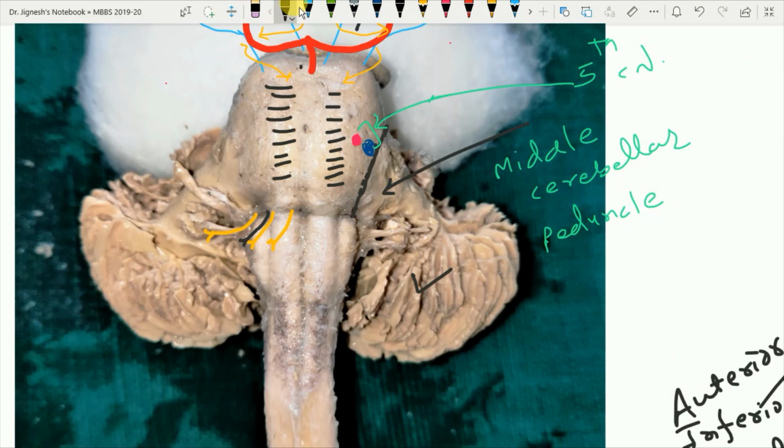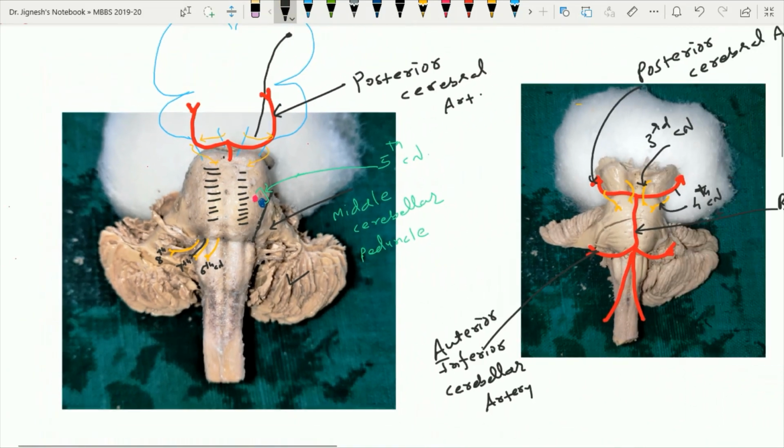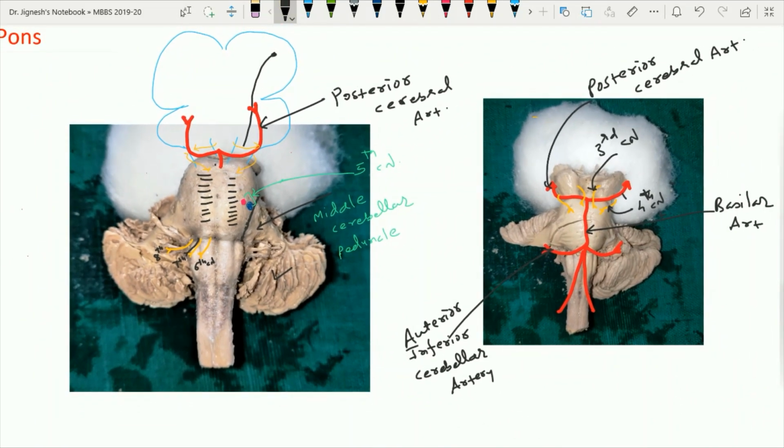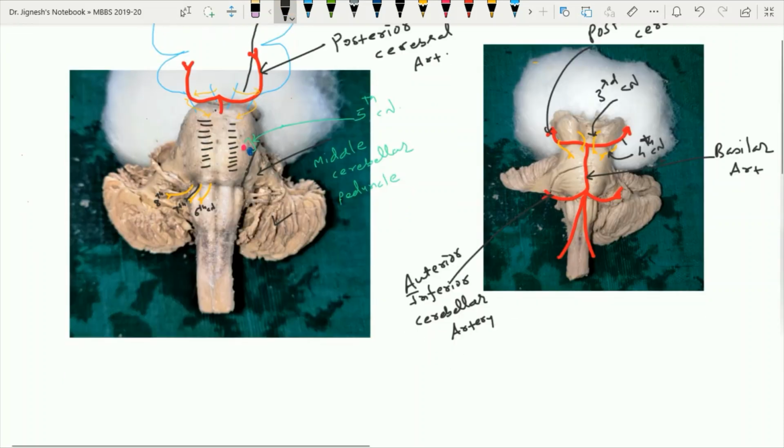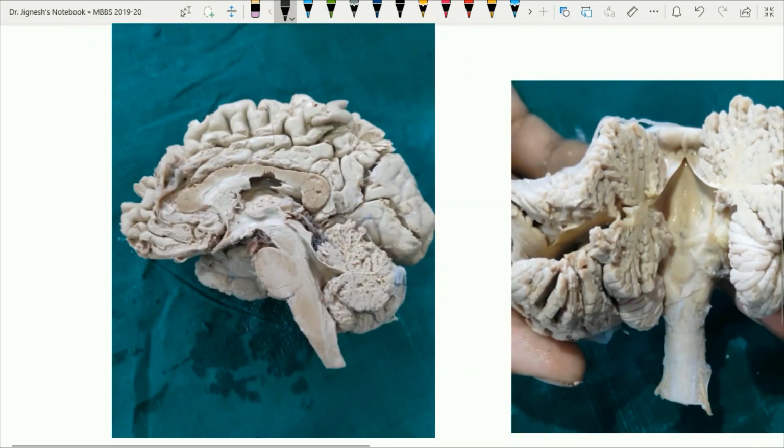So here in this figure we can see this is the 6th cranial nerve, this one is the 7th, and this one is the 8th cranial nerve. So these three cranial nerves are going to pass from the pontomedullary junction. So here we have seen the ventral surface as well as the superior border and the inferior border of the pons. Now let's see the dorsal surface of the pons.